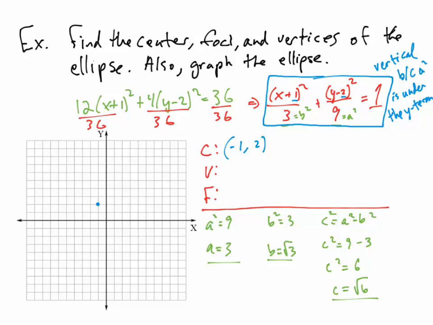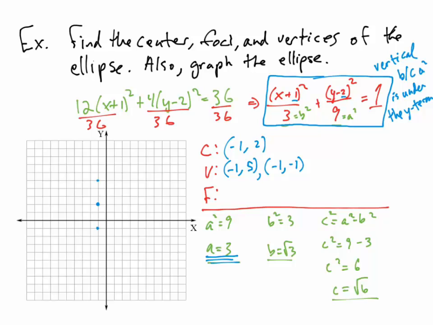So because this has a vertical orientation, from the center point I'm going to count off 3 units in the vertical direction. So I get that point right there, and then down 3, I get this point right here. So those are the vertices. Those points are -1, 5, and -1, -1.